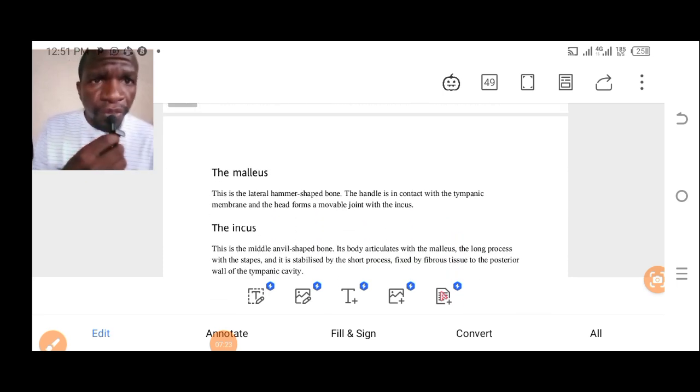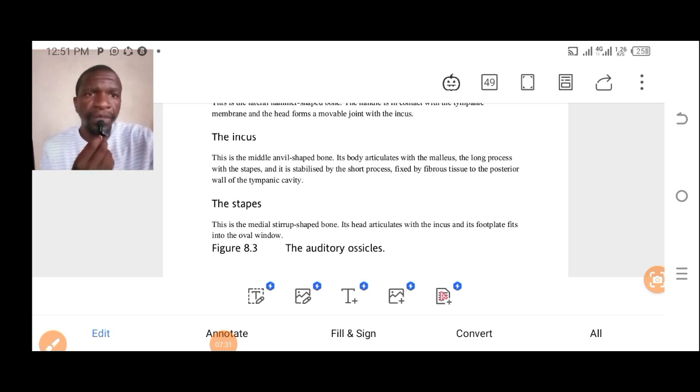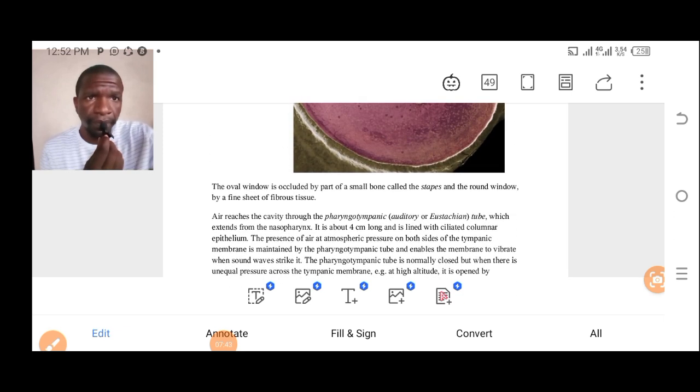So these are three auditory ossicles. The malleus is the lateral hammer-shaped bone. The incus is the middle anvil-shaped bone. And the stapes is the medial stirrup-shaped bone. Its head articulates with the incus and its footplate with the oval window.